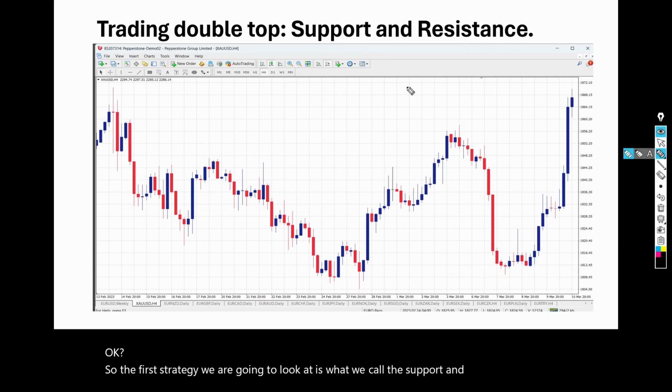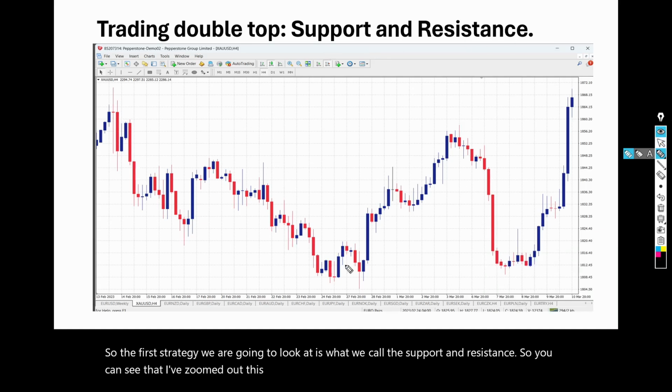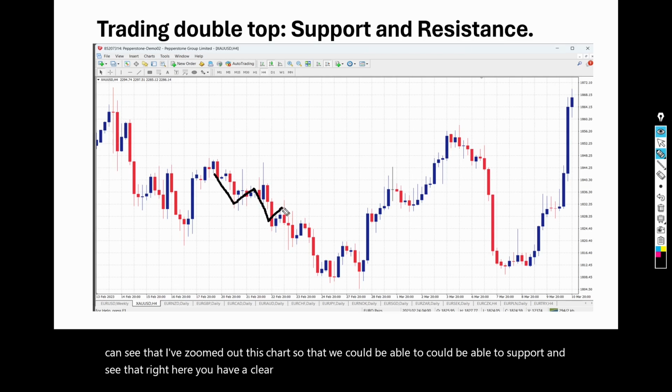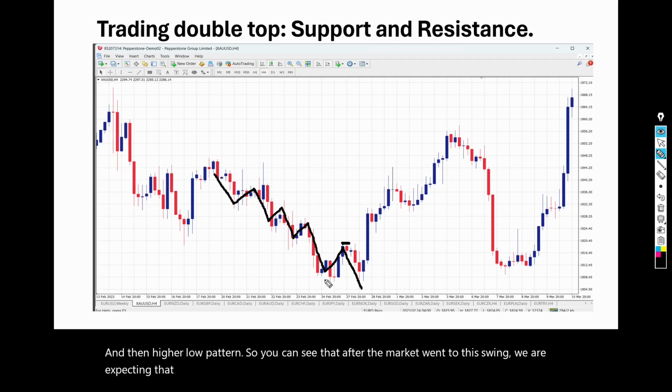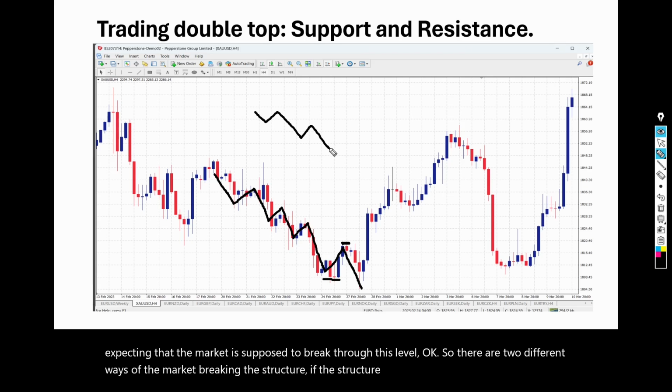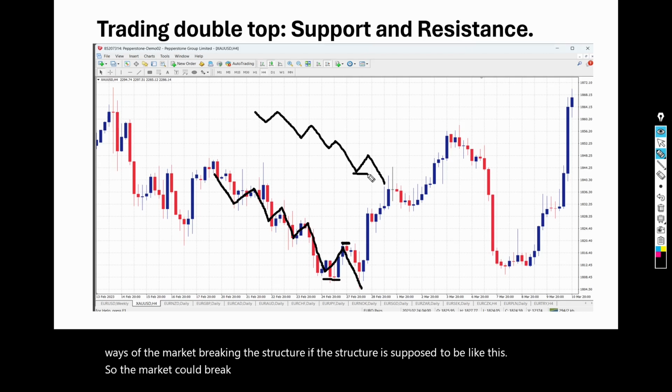So you can see that I've zoomed out this chart so that we could be able to spot and see that right here you have a clear uptrend, a series of higher highs and higher lows. After the market went to this swing, we are expecting that the market is supposed to break through this level. There are two different ways of the market breaking the structure. If the structure is supposed to be like this, the market could break structure by failing to create a swing low that is lower than this one.